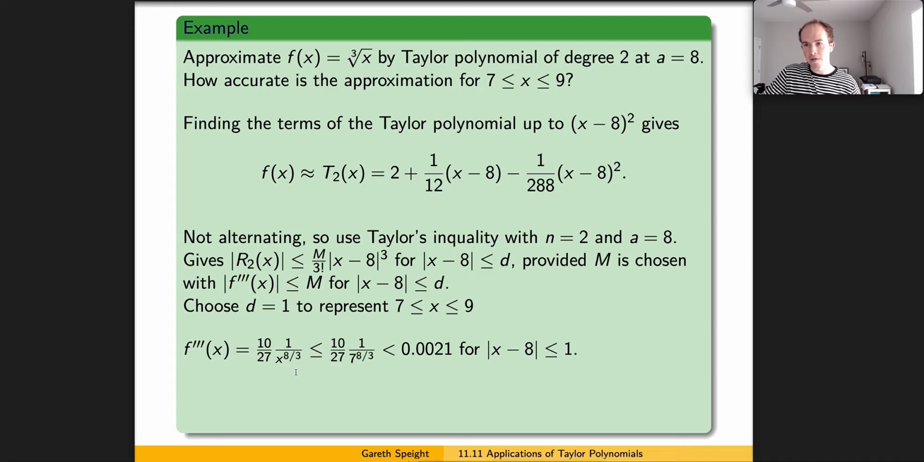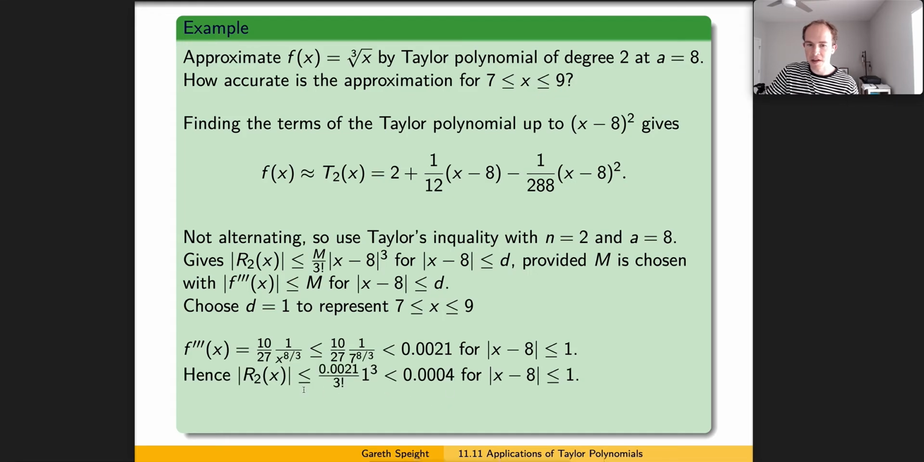We can either make the top of a fraction bigger or make the bottom smaller. So here the x is on the bottom, so we want to make the bottom smaller. We replace the x by 7. So not by 9, but by 7, because it's on the bottom. And you can plug in, this is around 0.0021. And this is valid if x is between 7 and 9, or absolute value of x minus 8 is less than or equal to 1. So this is going to be our M.